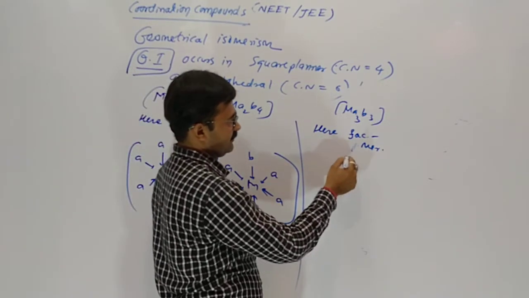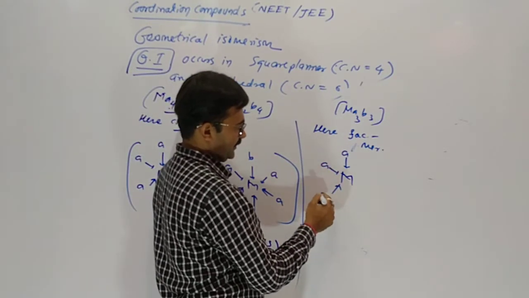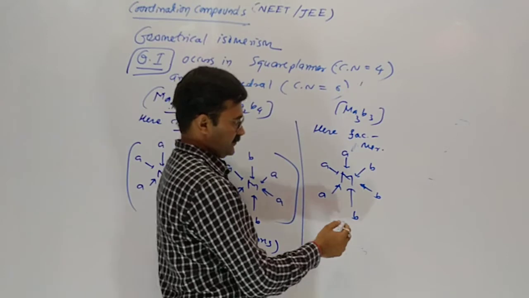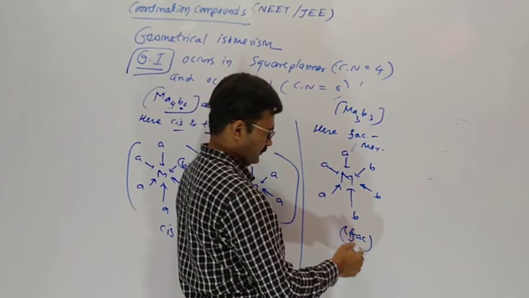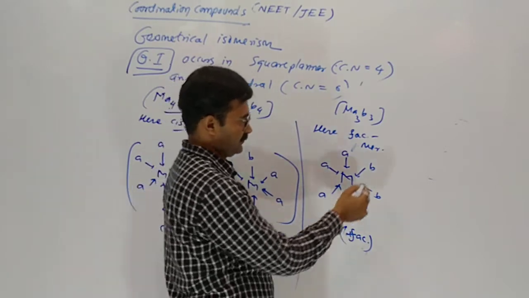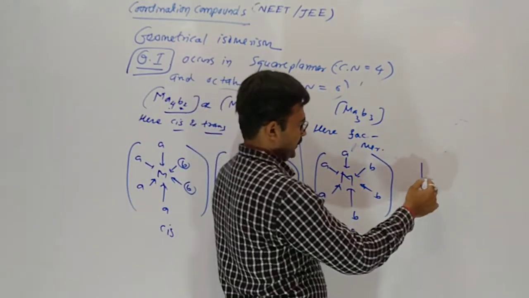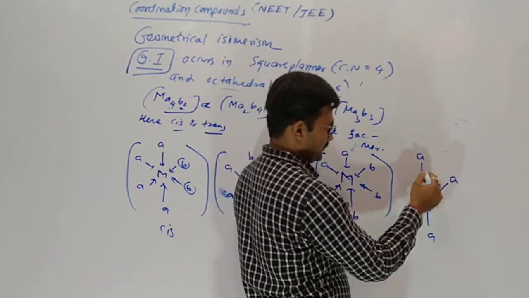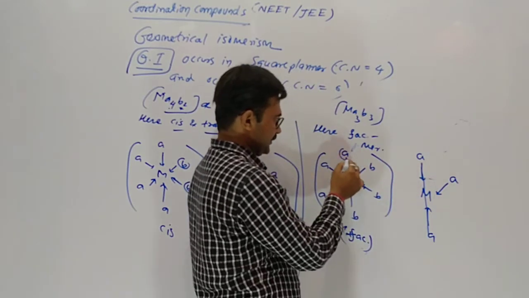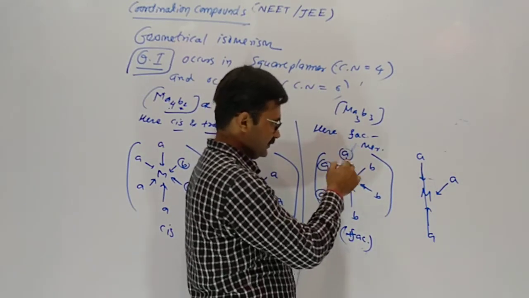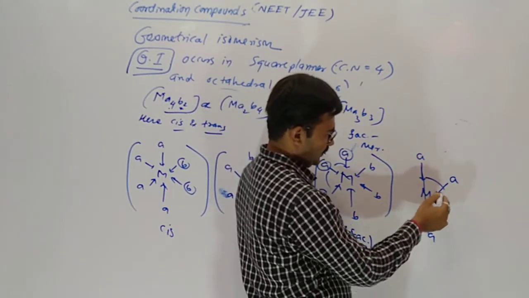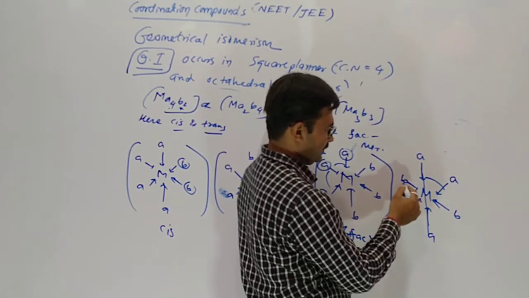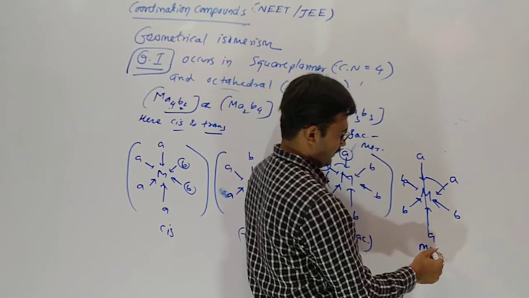But here facial and meridional. Whenever three A are at 90 and three B also at 90, this one is facial, yes, facial. And if two A are at 180 and the other A is perpendicular, two A at 180 and one of them at 90, two B at 180 and B at 90, this is called meridional.